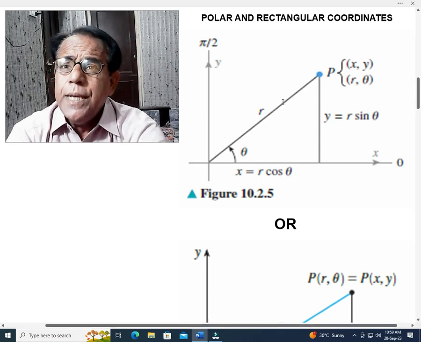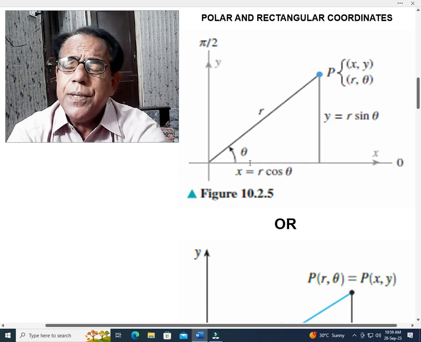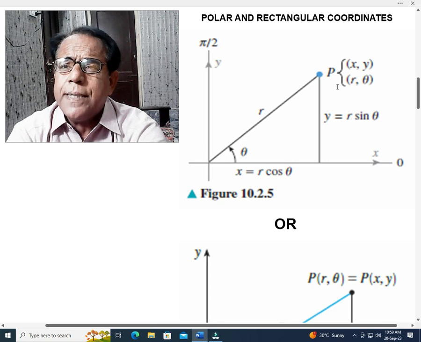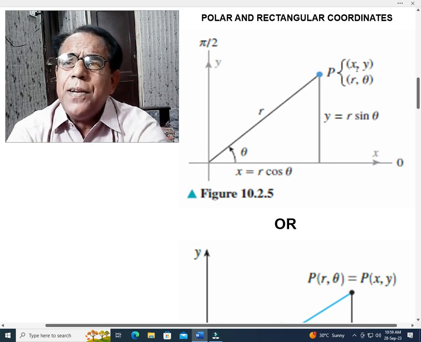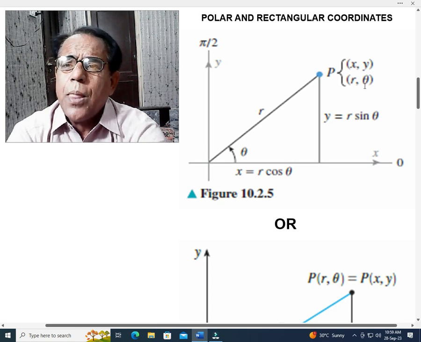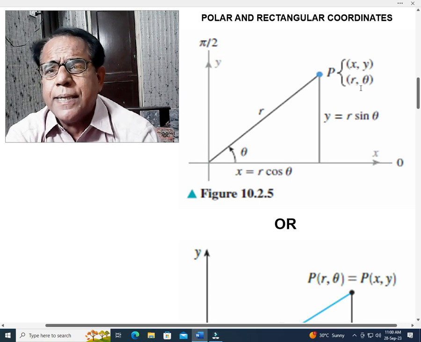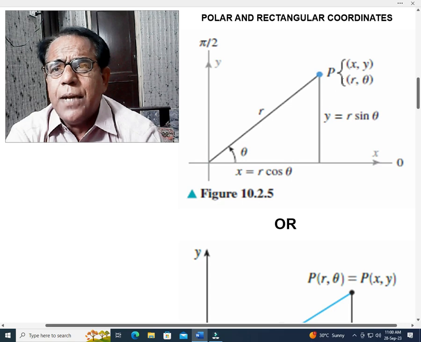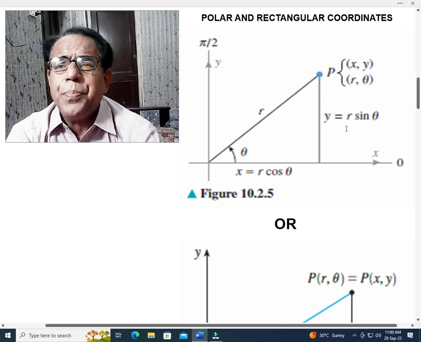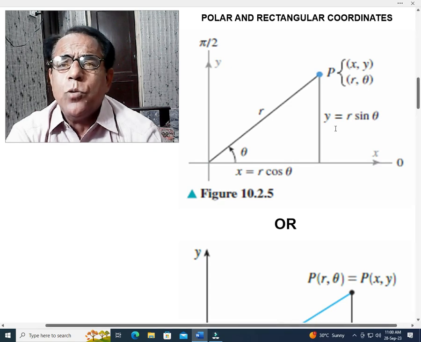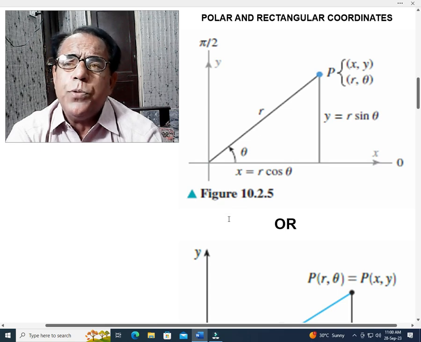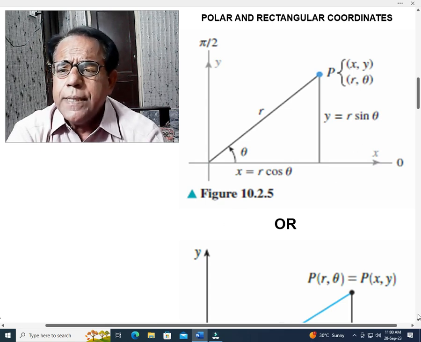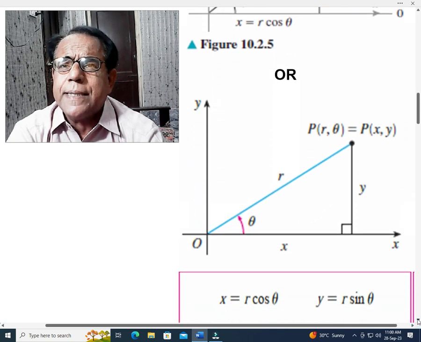Dear students, here R is a vector. This is the x-axis, this is the y-axis. This is pi by 2, that is 90 degrees. This is angle theta. This x is equal to r cos theta, and this vertical y component is equal to r sin theta. Point P has both xy coordinates or r theta coordinates. While x will be equal to r cos theta, y will be equal to r sin theta. Similarly, tangent theta will be equal to y over x, and hence theta will be equal to tangent inverse y over x. A similar philosophy is described in the next snapshot.